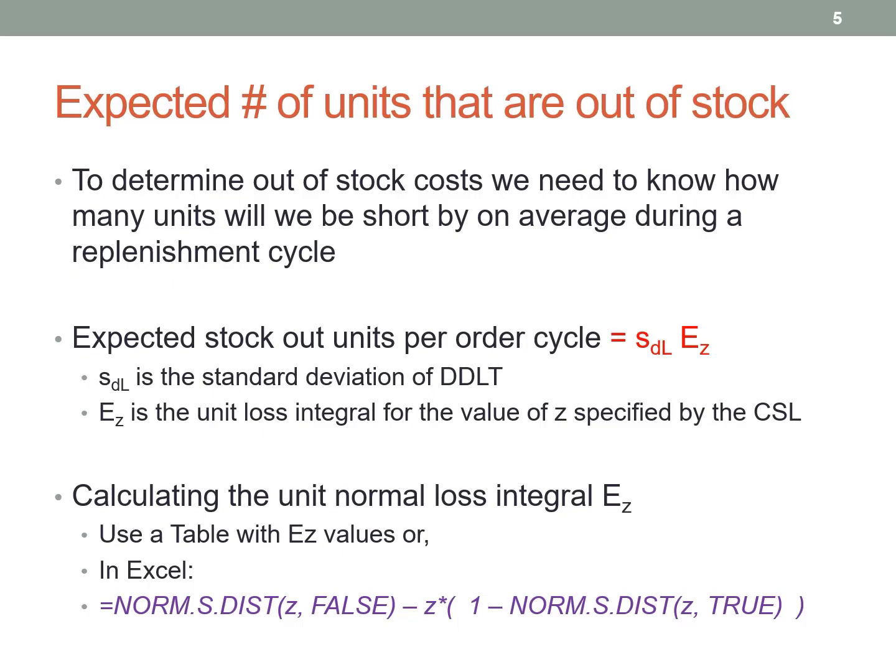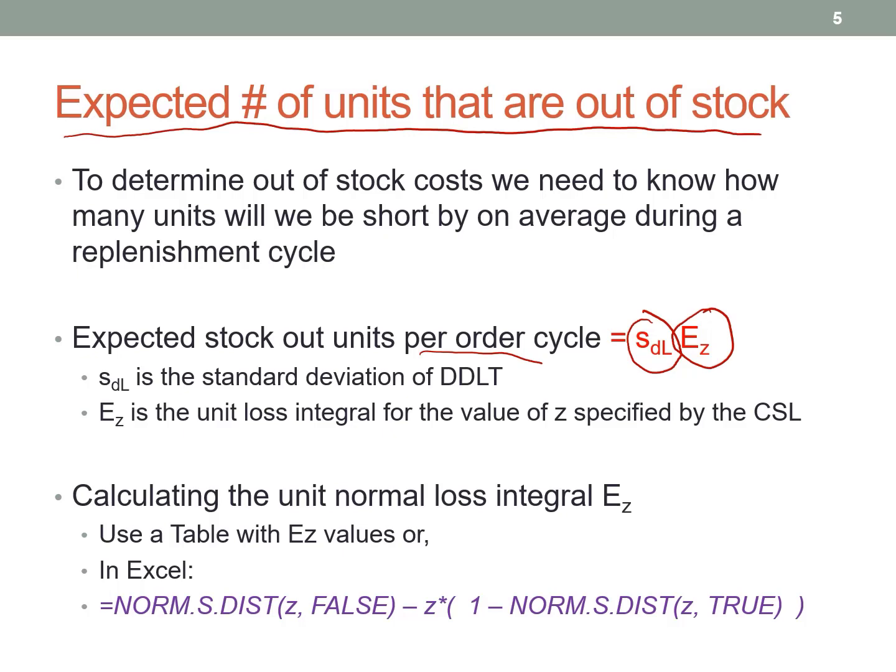So to calculate out of stock costs, we first have to figure out how many units we are expected to be out of stock by. Like how many units of lost sales or back orders are we going to have during our replenishment cycle, during the lead time during which we can be out of stock. We've not received the next shipment from the supplier. So expected stock out units per order cycle are given by the standard deviation of demand during lead time multiplied by this number called EZ.